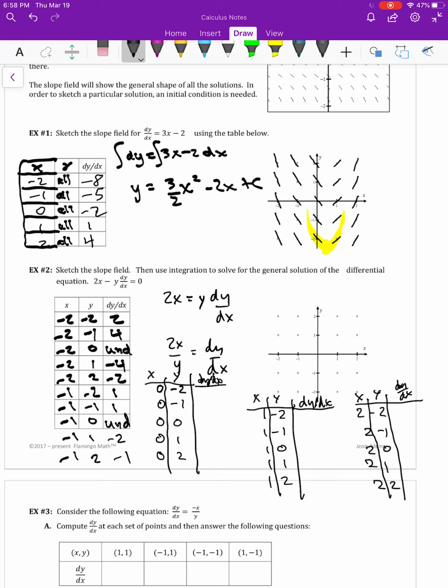For this example number 2, you're just putting in little mini slopes. For -2, -2, a little +2 slope, and then a +4 slope, and then undefined, and then a -4 slope, and then a -2 slope. I think I mixed those two up. This one was supposed to be steeper than that one. There we go. And so at -1, -2, we should have had a +1 slope, and then another +1 slope.